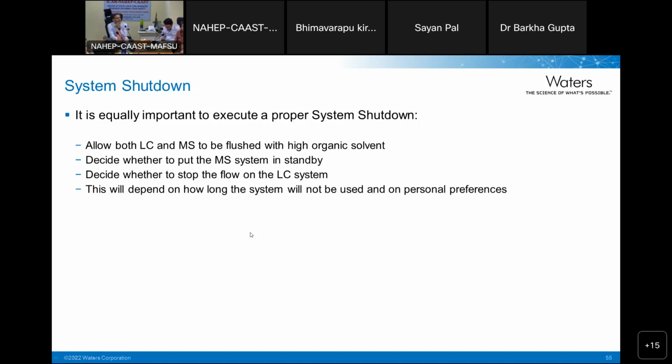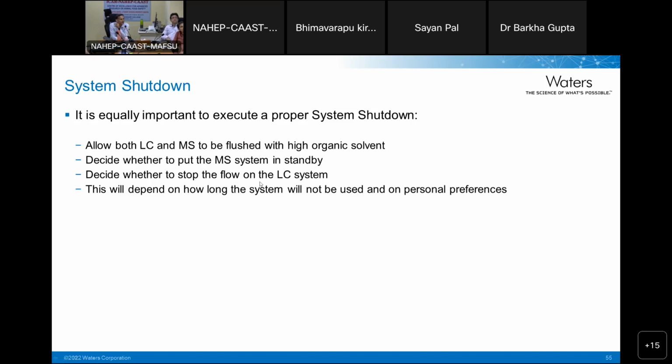Again, after your analysis is complete, how to do the system shutdown? Allow both LC and MS to be flushed with high organic solvents to remove all the buffers. Decide whether to put the MS in standby. Again, if you want to run some more samples, don't; if you want to completely stop the system, only then you put the system to standby.